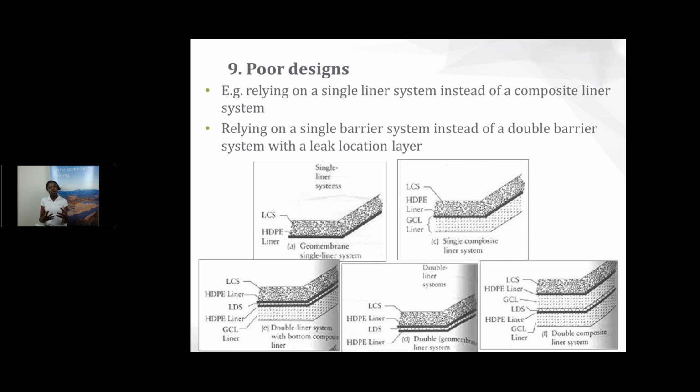A double liner, a double barrier system, is when you have a primary geomembrane layer, you have a leak detection layer under that primary geomembrane, then you have a secondary geomembrane at the bottom. So you have a two-layer system. So if there's a leak in the primary geomembrane, it doesn't go into the environment, it goes into your leak detection layer, and you can collect that and have that fixed before the geomembrane damage deteriorates into something that's excessive.